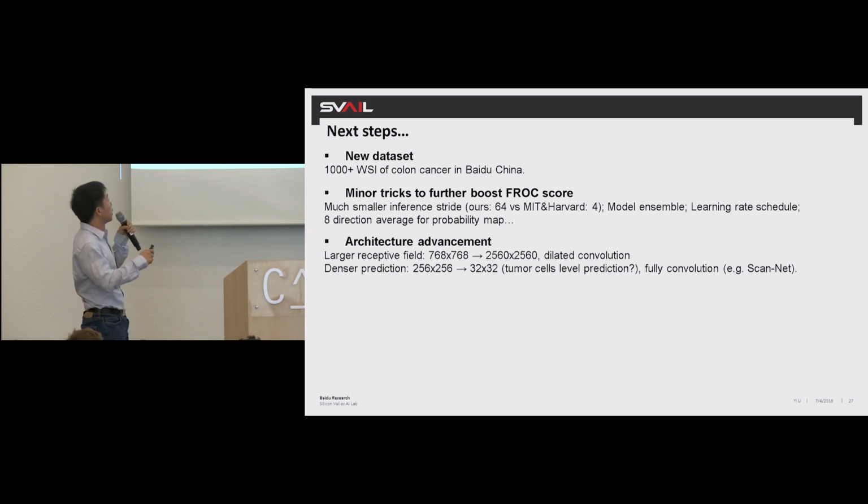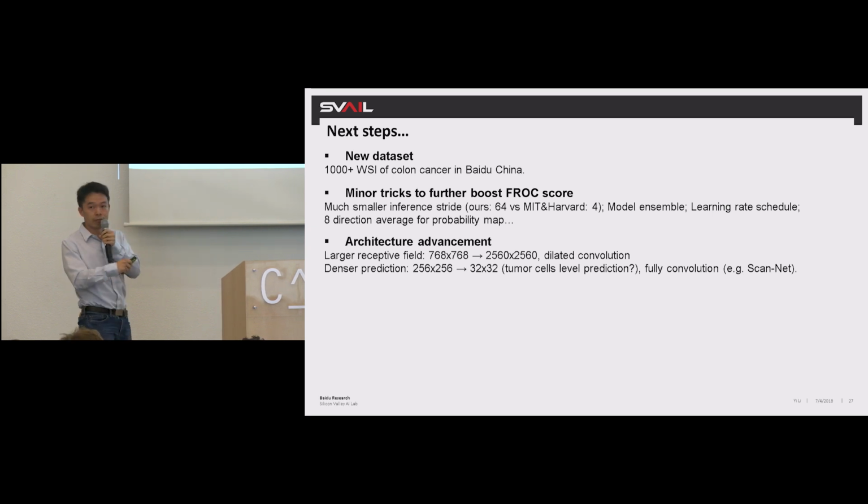The first thing I think is to increase the receptive field for this specific problem. I think for NCRF, the effective receptive field is about 256 multiplied by 3, which is 768 pixels. I think we can go larger, maybe 256 multiplied by 10. And I think dilated convolution can probably be pretty useful in this case. Another point I want to make is that just enlarging the receptive field is probably not enough. I also want to make a denser prediction.